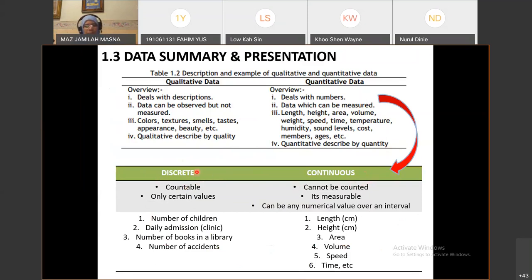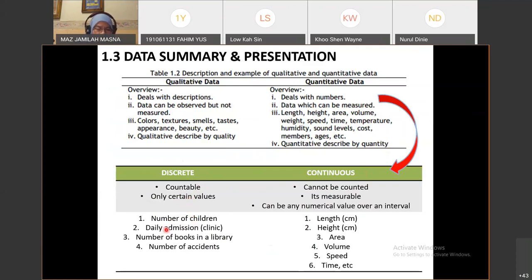So what is a discrete variable? If you refer to your textbook, it is in table 1.3. A discrete variable can usually be counted, or it is countable, and it is specified for certain values. What are the examples of discrete? First, number of children: 1 child, 2 children, 3 children. There are no 1.5 children or 2.5 children. It will be a certain, specific value.